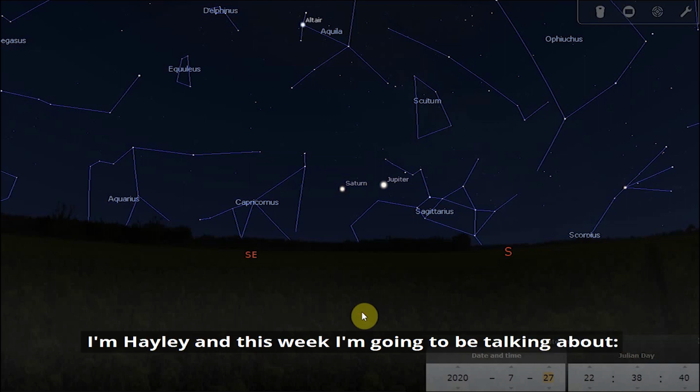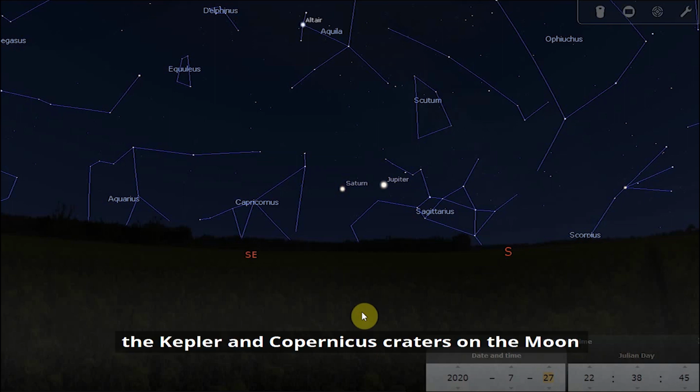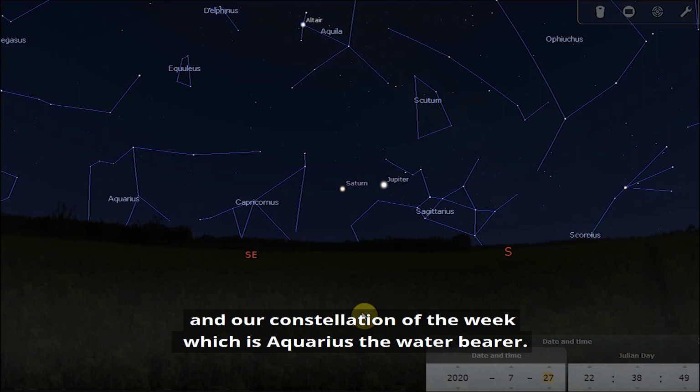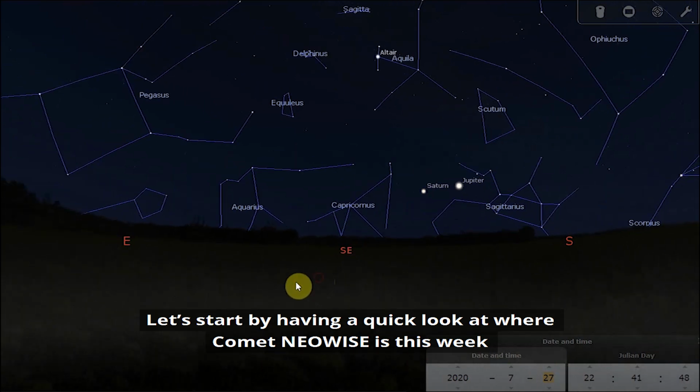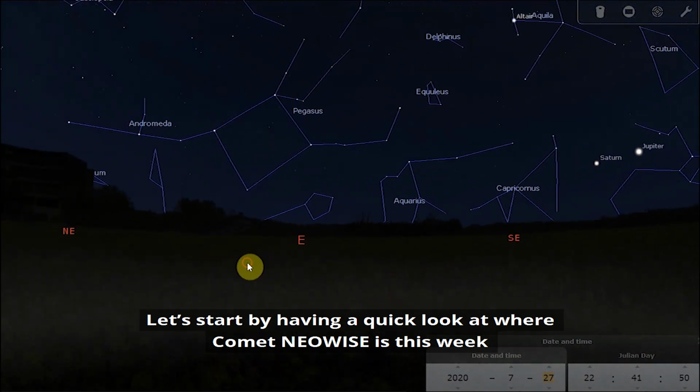I'm Hayley and this week I'm going to be talking about Comet NEOWISE, the Kepler and Copernicus craters on the moon, and our constellation of the week, which is Aquarius, the water bearer. Let's start by having a quick look at where Comet NEOWISE is this week.